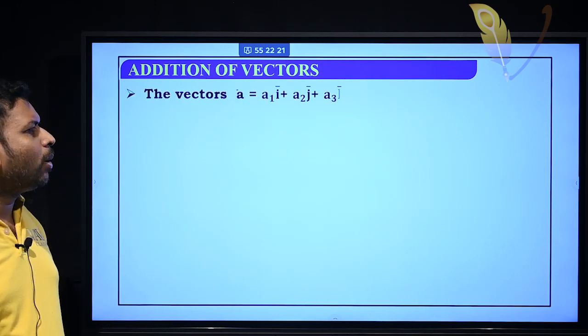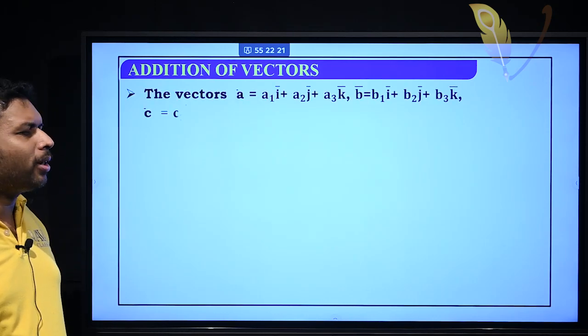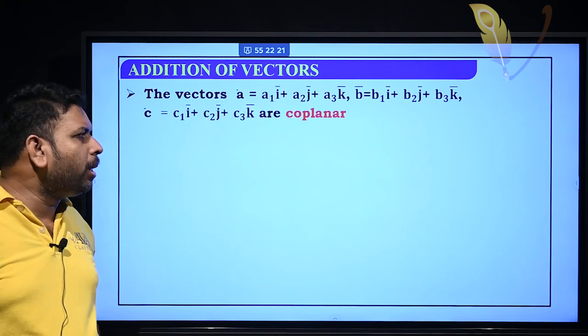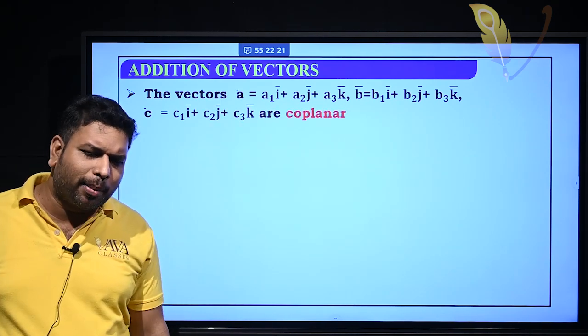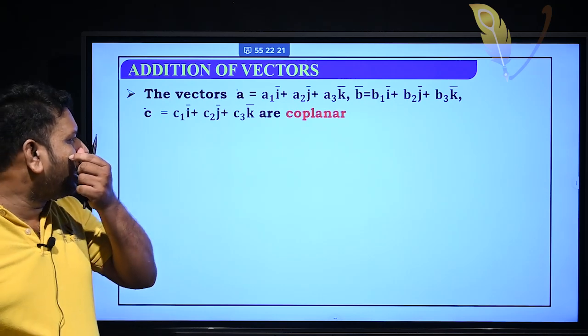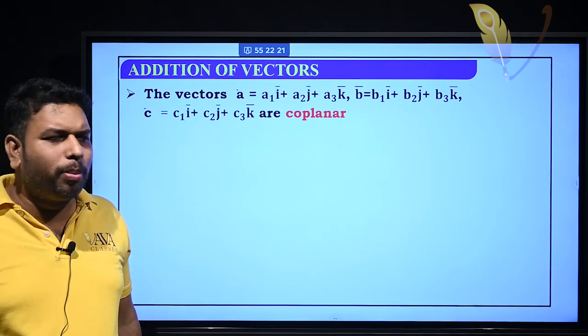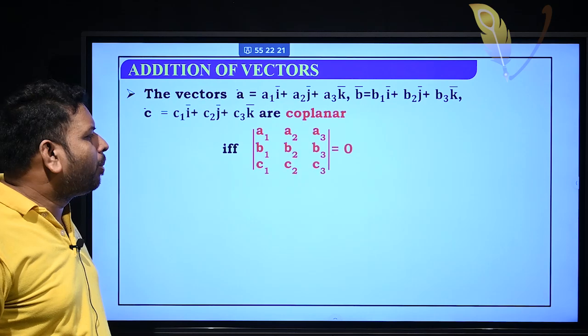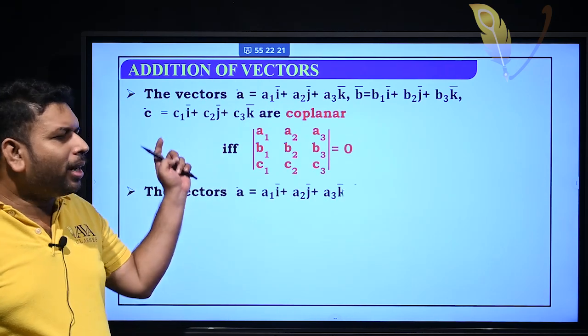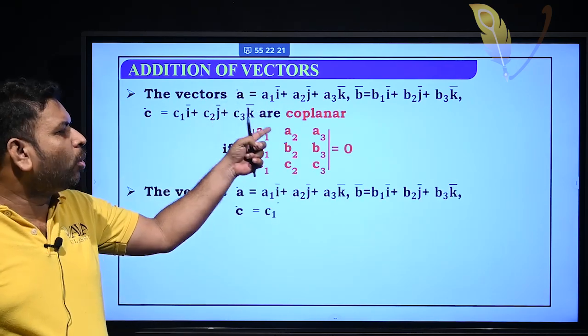The vectors A equal to A1 i cap plus A2 j cap plus A3 k cap, B equal to B1 i cap plus B2 j cap plus B3 k cap, C equal to C1 i cap plus C2 j cap plus C3 k cap are coplanar if the determinant equal to 0. Because if the determinant is 0, then they are LD. If they are LD, then it is coplanar.